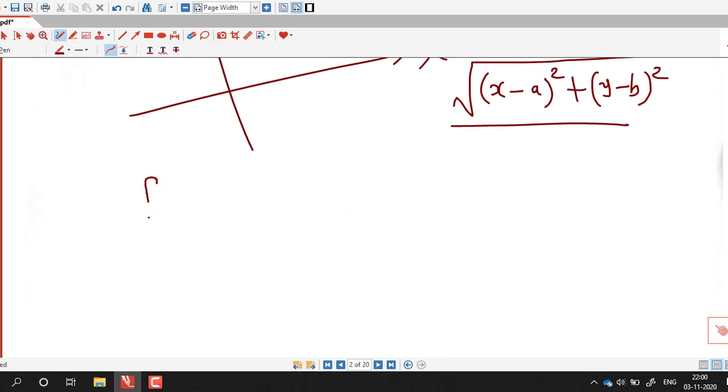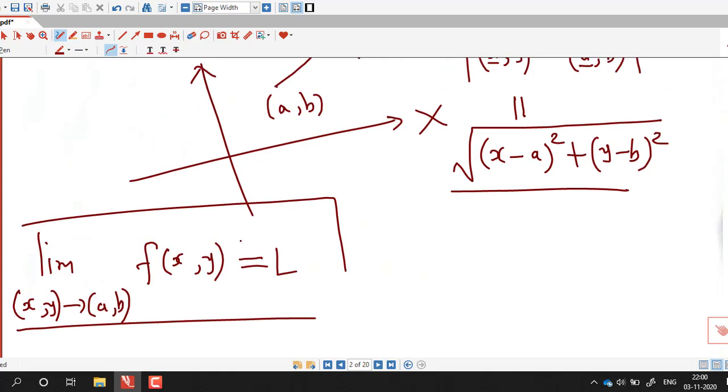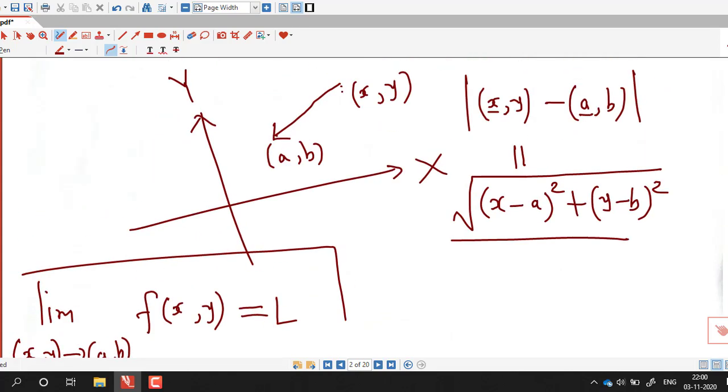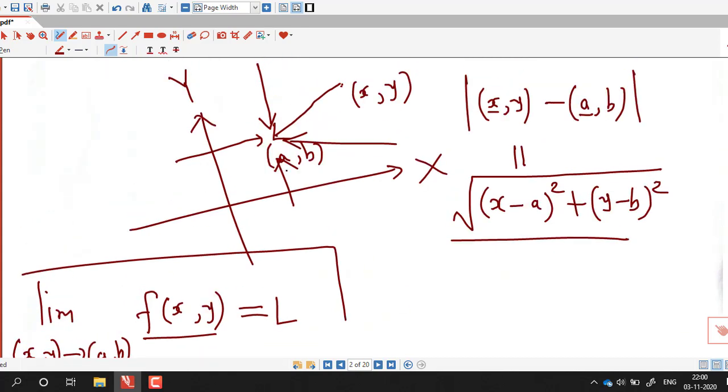Now when we say that the limit of f(x, y) as (x, y) tends to the fixed point (a, b) is L, we try to understand the meaning of this mathematical statement. This says that whenever the points (x, y) in the xy plane are approaching this fixed point (a, b) from any direction, then f(x, y) is approaching a fixed real number L. So (x, y) is approaching (a, b) in the xy plane, and f(x, y) is approaching this real number L on the real line.